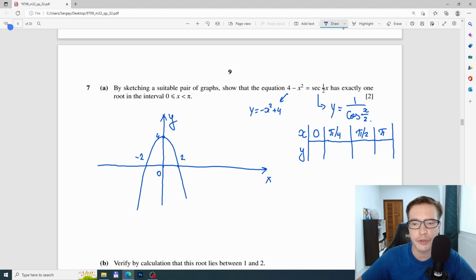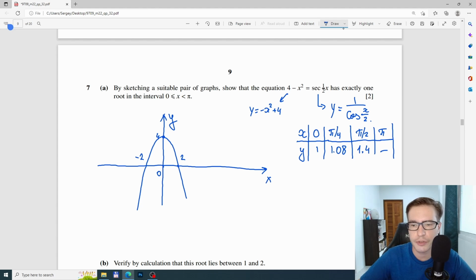So if I substitute these points into the calculator, I will get 1 when x equals to 0, then I get 1.08, then 1.4, and finally, if x equals to pi, I get a math error, so the value is undefined.